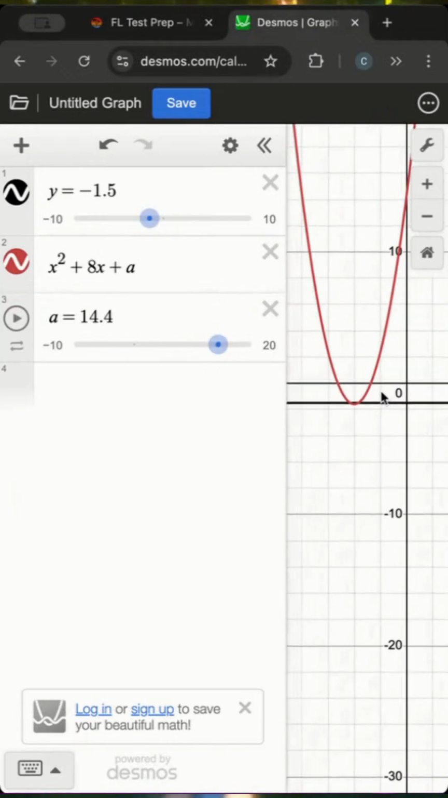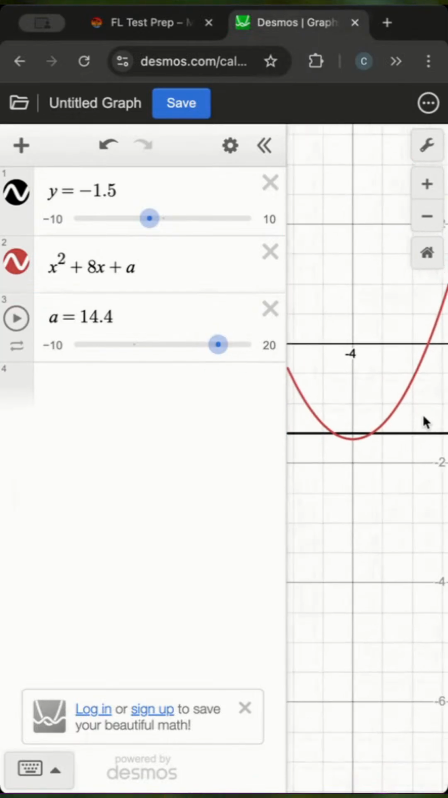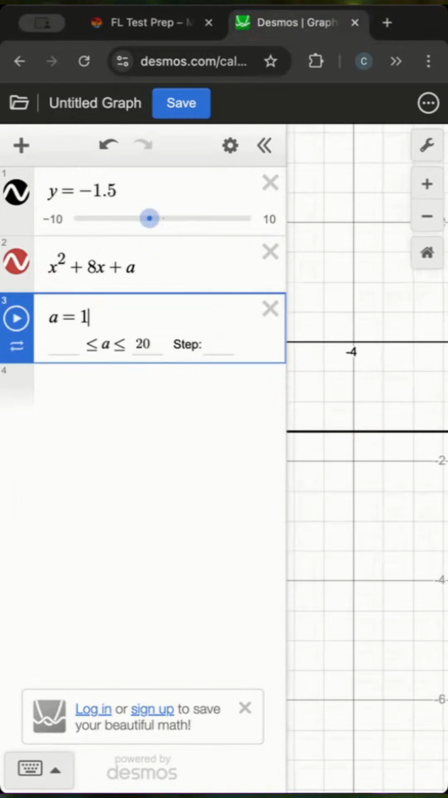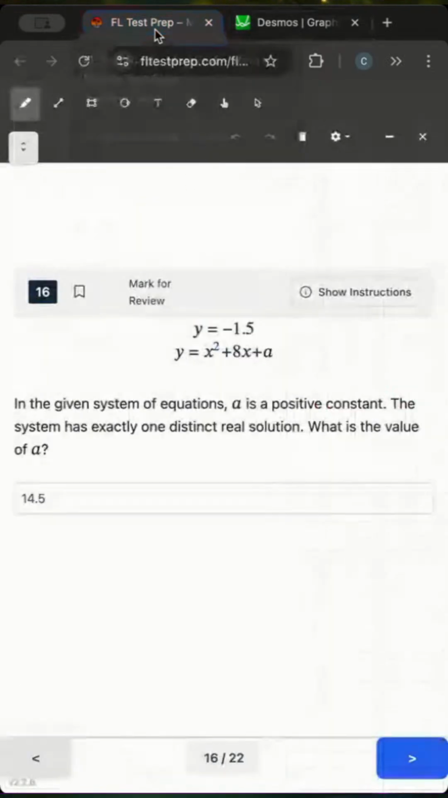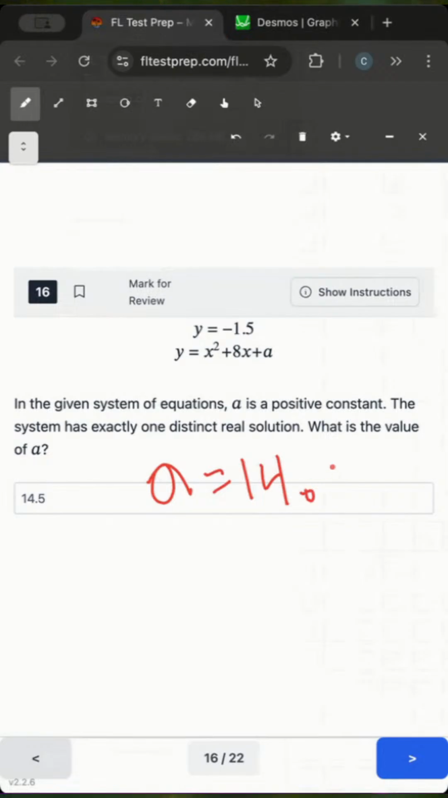We're going to zoom in. It's almost there. Let's see what happens when I make it 15. When it's 15, it's too high. 14, it's too low. So let's go 0.5. And I know when a is 14.5, it intersects at 1 point. That means there is one solution. So 14.5 is going to be the correct answer for this question. So you guys need to know how to use Desmos for these. Fastest way to solve them by far.